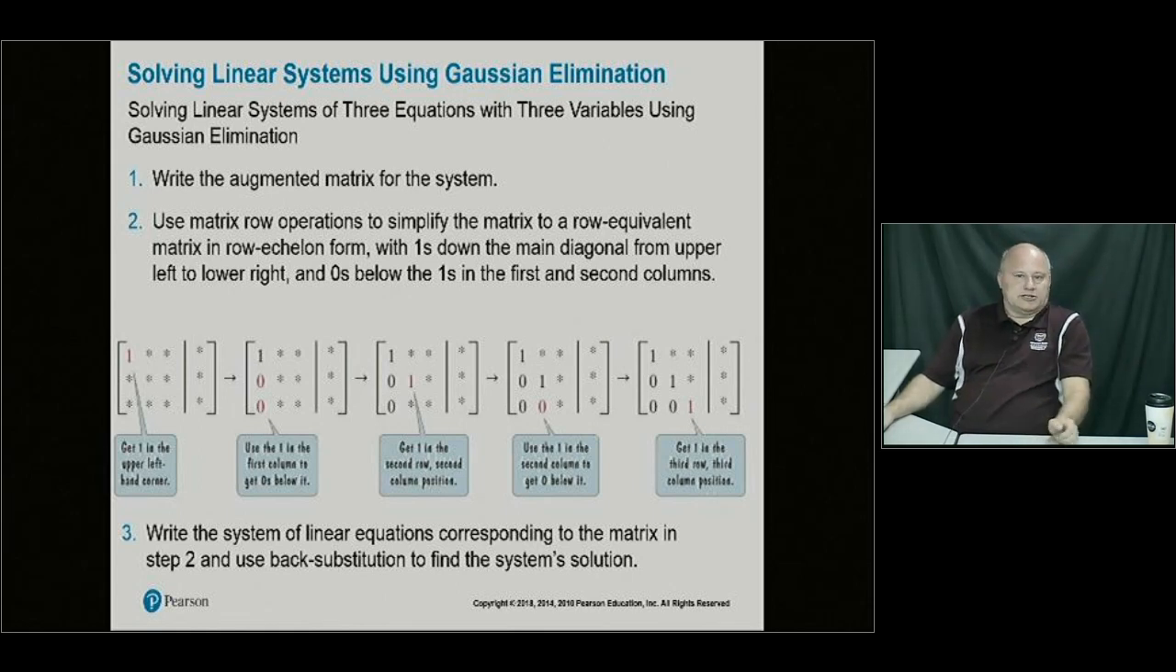Alrighty. So what's the main objective here? The reason you want to put it in row echelon form is because that last row in the augmented matrix in row echelon form determines what z equals. And then once you've got what z equals, you go to the middle equation to solve for the second variable. And then after you do that, go back to the first equation to find the first variable, and there's your ordered triple.